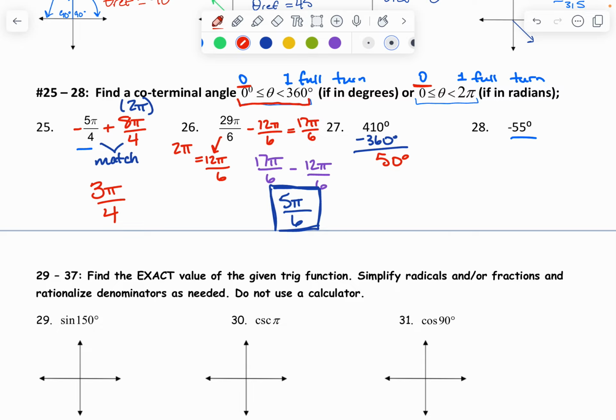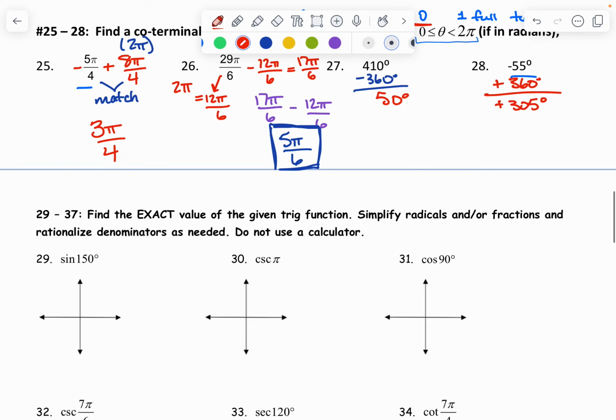So that one's good. And then lastly, we come back to a negative. Negative is below 0. I need to give it a positive turn to bring it back above 0. Negative 55 plus 360 degrees would bring me up to positive 305 degrees. All of these are coterminal because they all terminate on the same line when measured from standard position.